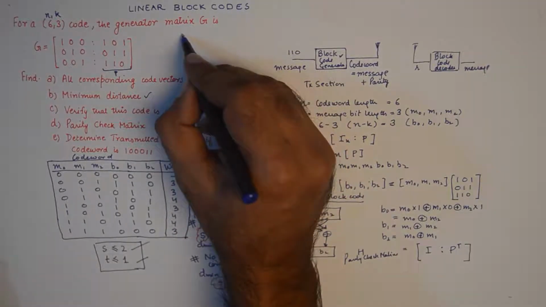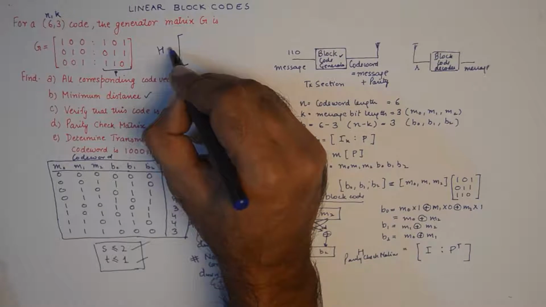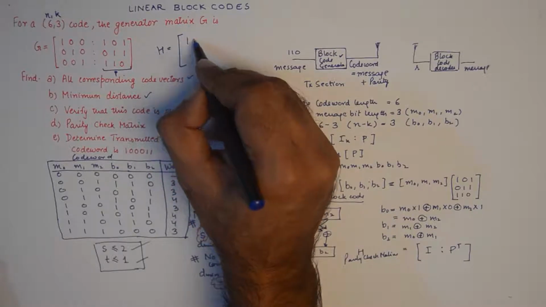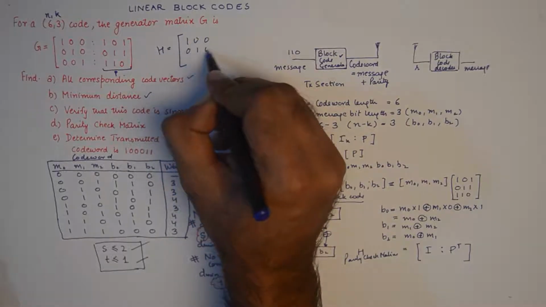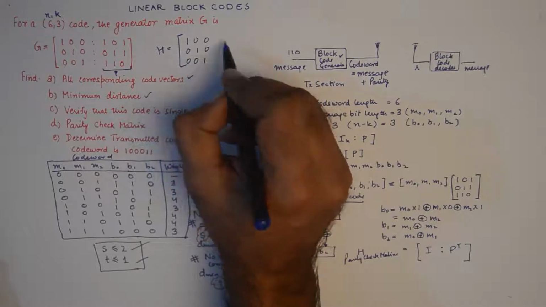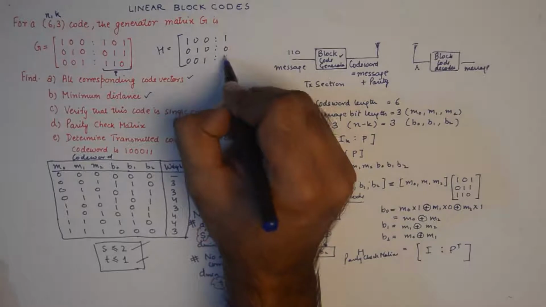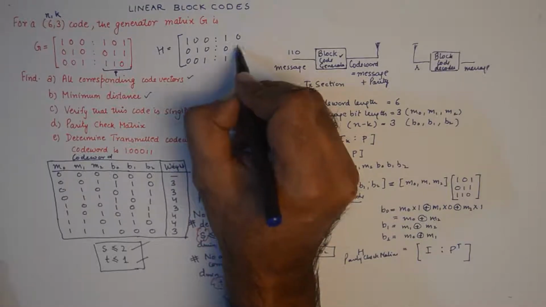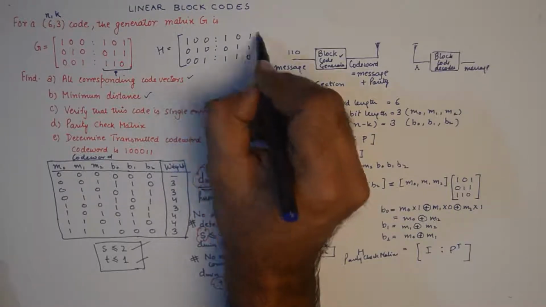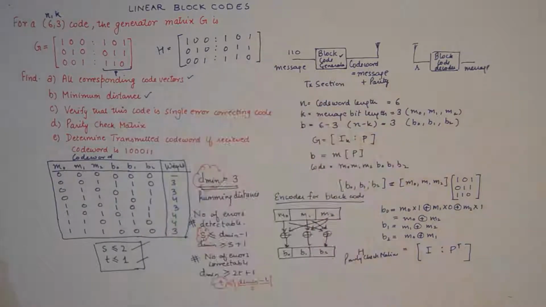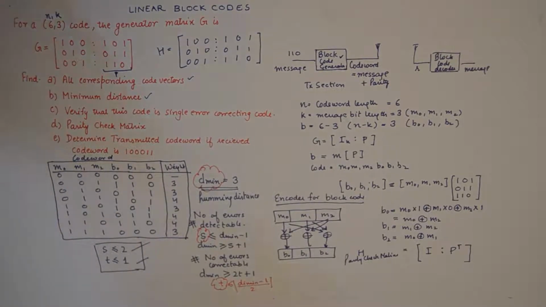So if we were to find H, this will become 1 0 0 0 1 0 0 0 1 1 0 1 0 1 1 1 1 0. So this becomes our parity check matrix. Super easy to find. Now, what is the importance of parity check matrix? We'll see that.